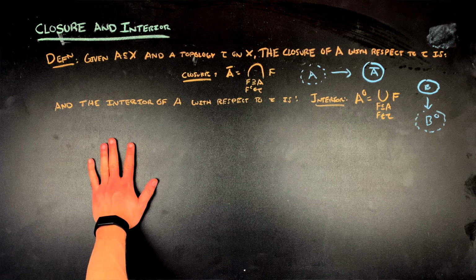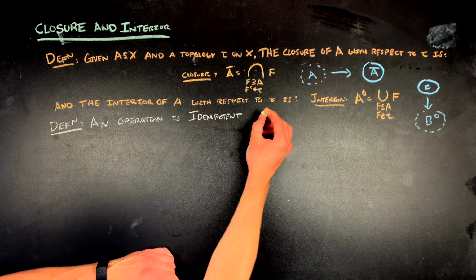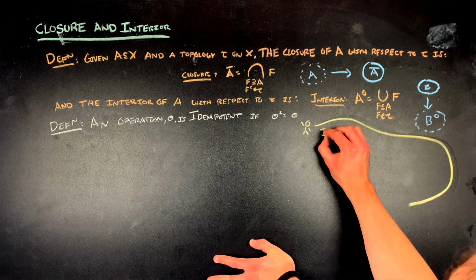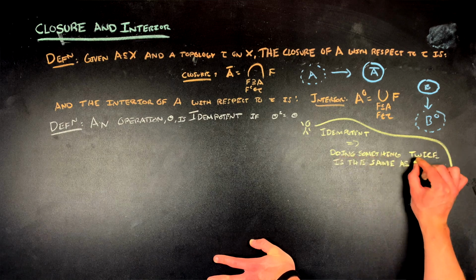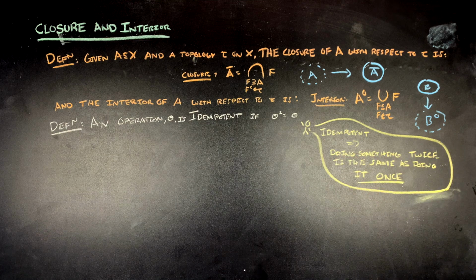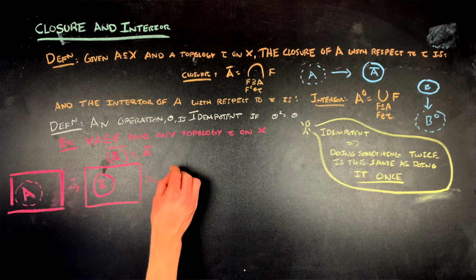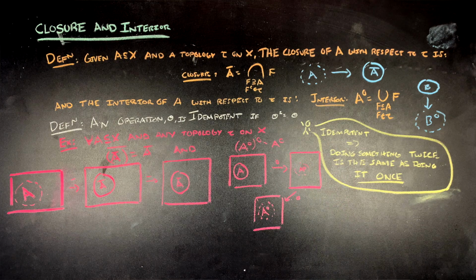So the first notable thing about both the closure and interior is that both of these operations are idempotent, which is just fancy math speak for if you do them once, and then do them again, you'll just get the same thing as if you did them once. So for example, if you took the closure and applied it twice to some set, you would just get the set that you would get if you applied the closure once.